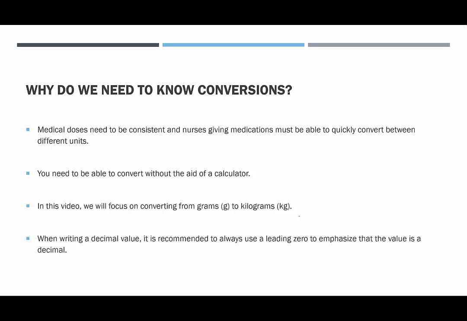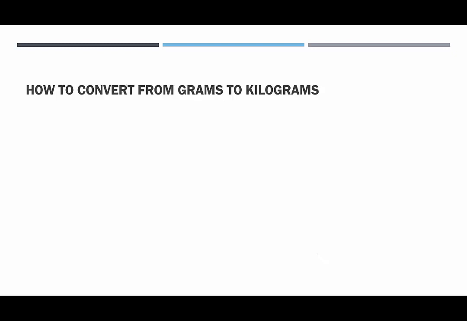And just a little tidbit, when writing a decimal value, it is recommended to always use a leading zero to emphasize that the value is a decimal, because if somebody's looking at it, they might not see it and make a huge mistake. Because if I just say .76 and somebody looks at that, they might see 76. They might not see that decimal point. So putting that zero in front, that's called the leading zero. Putting that zero in front really emphasizes that this value is a decimal. That way when somebody looks at it, they know that it's a decimal because of that leading zero.